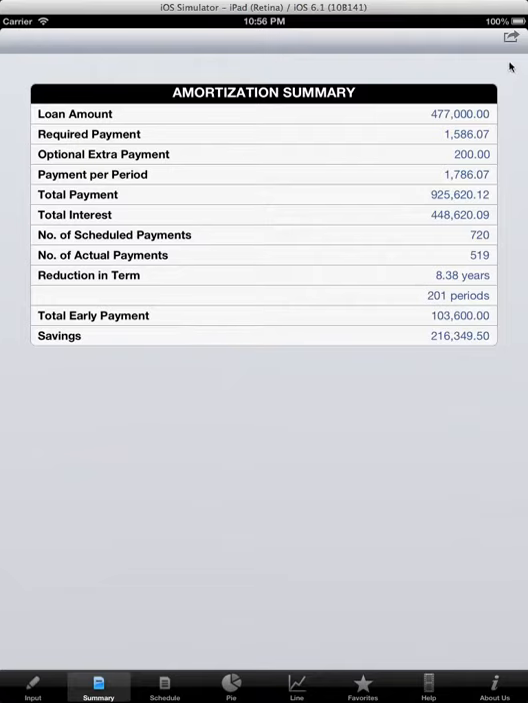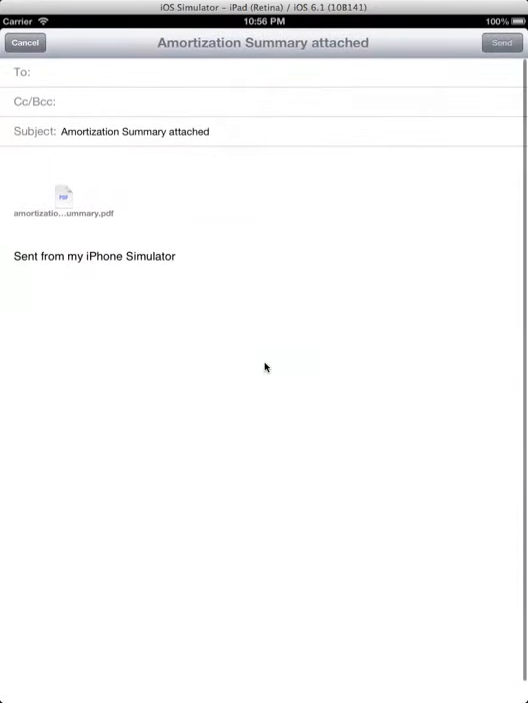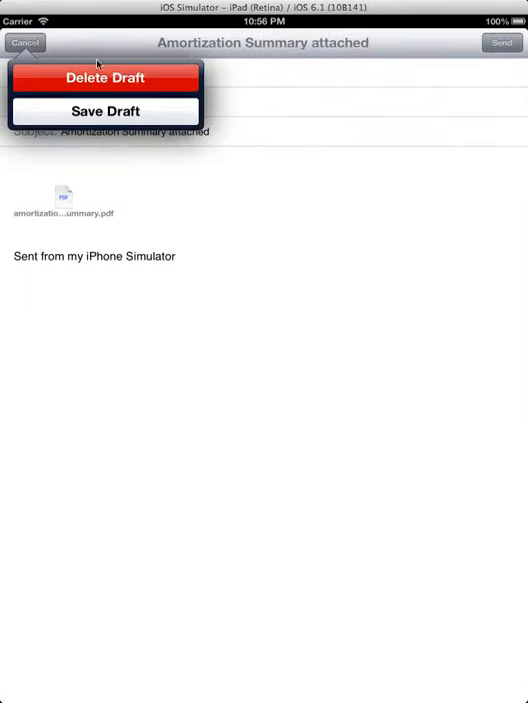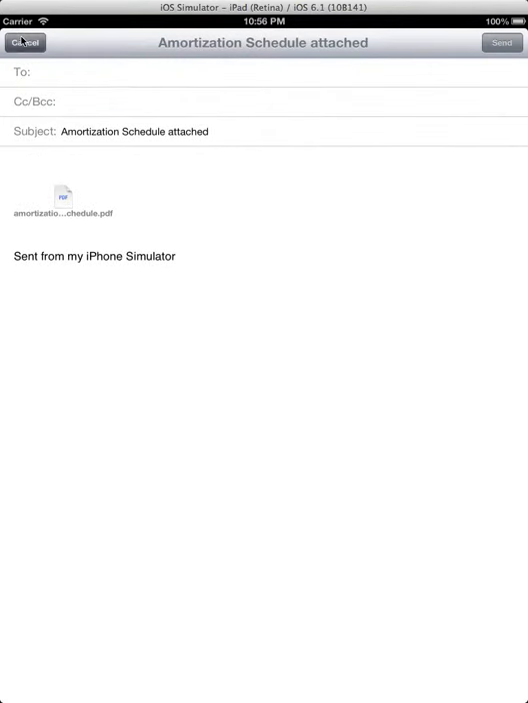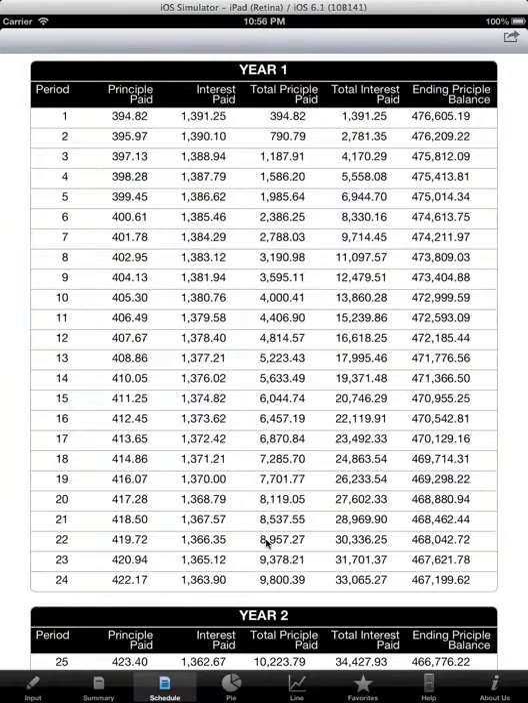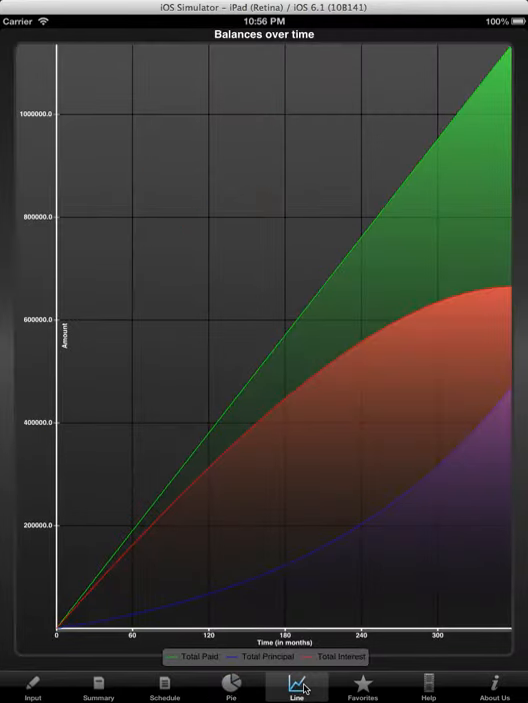And the great feature about this application is also you can actually print it onto a AirPrint capable printer. You can actually email the output as a PDF document, which is a great feature of this application. And then similarly you can email the full schedule, so this is helpful. And then you can also see here's the pie chart and the line graph.